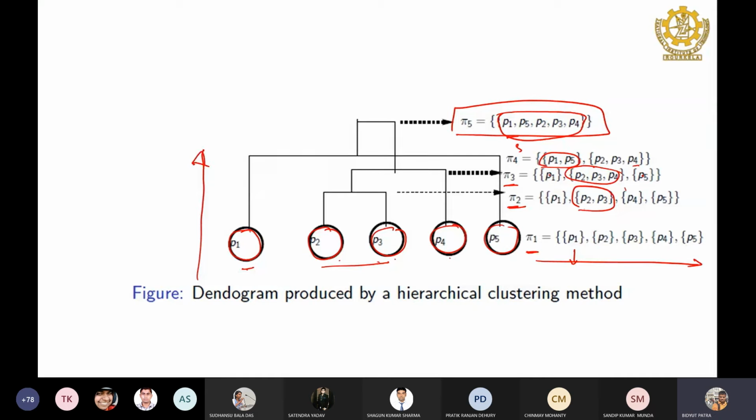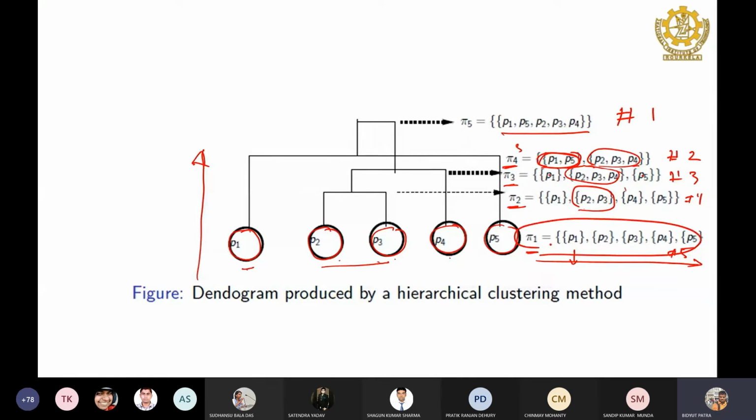Now the same thing you can think of the other way. Initially all points are in a single cluster, so the number of clusters here is 1. Now this cluster is divided into 2 clusters. So P1, P5 in one cluster, and P2, P3, P4 in another cluster. So here the number of clusters is 2, here 3, here 4, and here 5. As you understand, the last one and the first one are trivial, so there is no need to do anything.